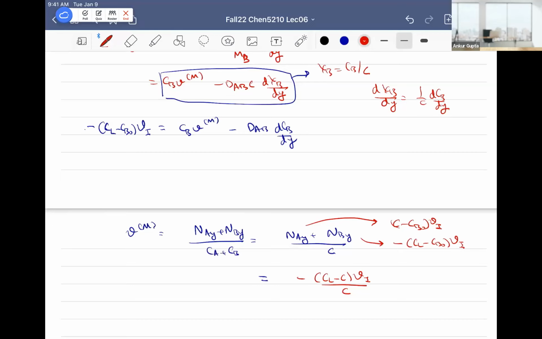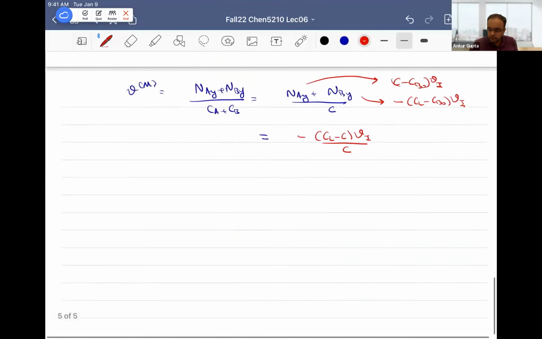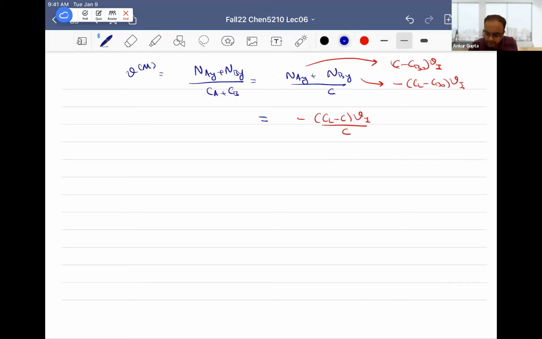Any other questions? All right, so we have established Vm is constant. Before moving on, just a small question out of completeness. What do you think the mass average velocity would be in the gas phase? Would that be zero or non-zero?